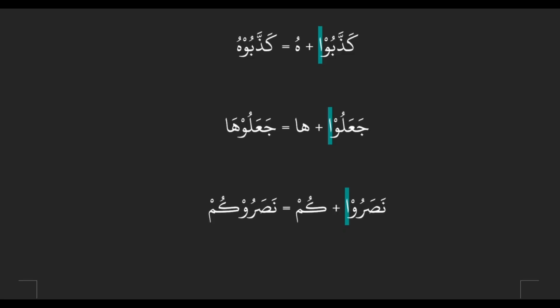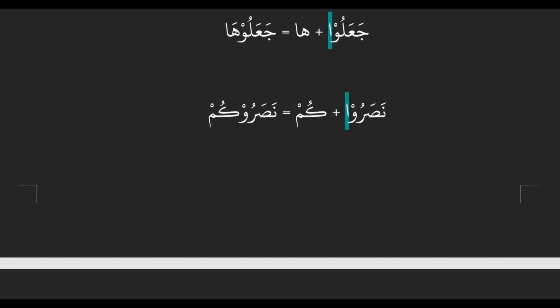We see kadhabu. We're going to attach the pronoun hu to it, and then what's the end result? It's kadhabuhu without that alif. You're accustomed to seeing the ending indicator as waw alif, but when a pronoun attaches to it, what's the ending indicator? Only the waw will show. Another example, ja'alu. We attach ha to it. The end result is ja'aluha without the alif. But you can still figure out what the ending indicator is just based on the waw.